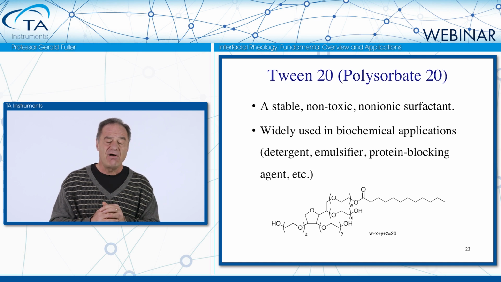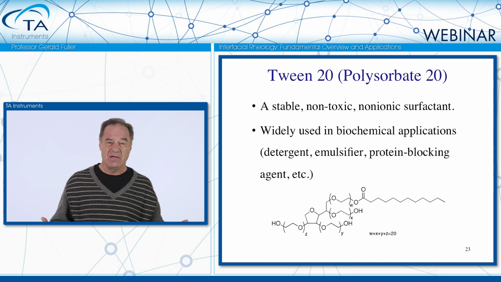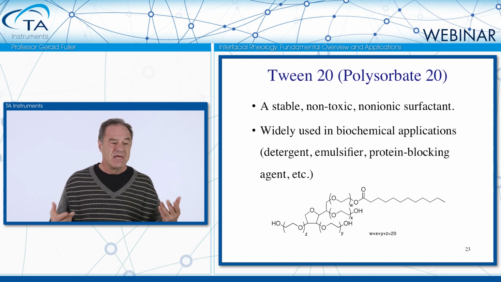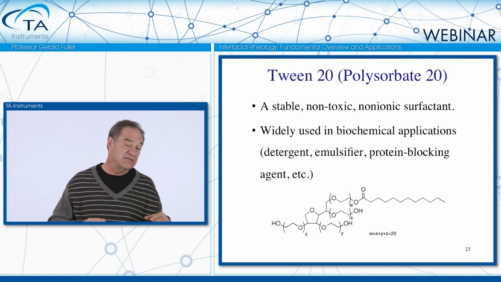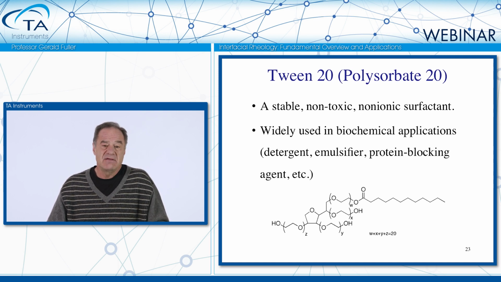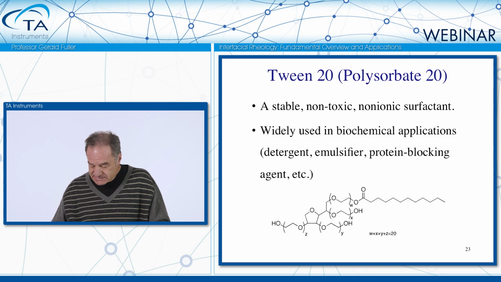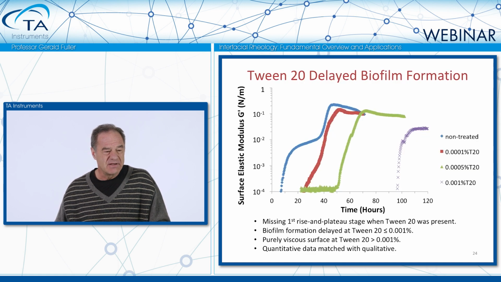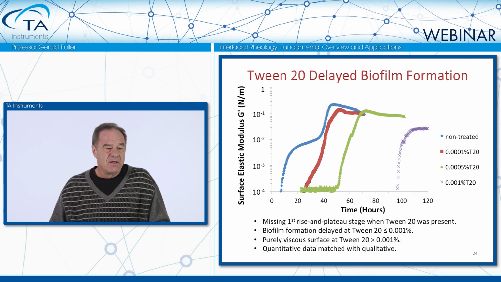But here we've got biofilms attaching to a liquid-air interface. Can we use a surfactant to interfere with that? Polysorbate, tween 20, is a surfactant that's often used, and it's shown pictured here. So let's look at its effect. You can see here the surface modulus is a function of time. The light blue is no surfactant. The light brown, you've added just the tiniest amount.